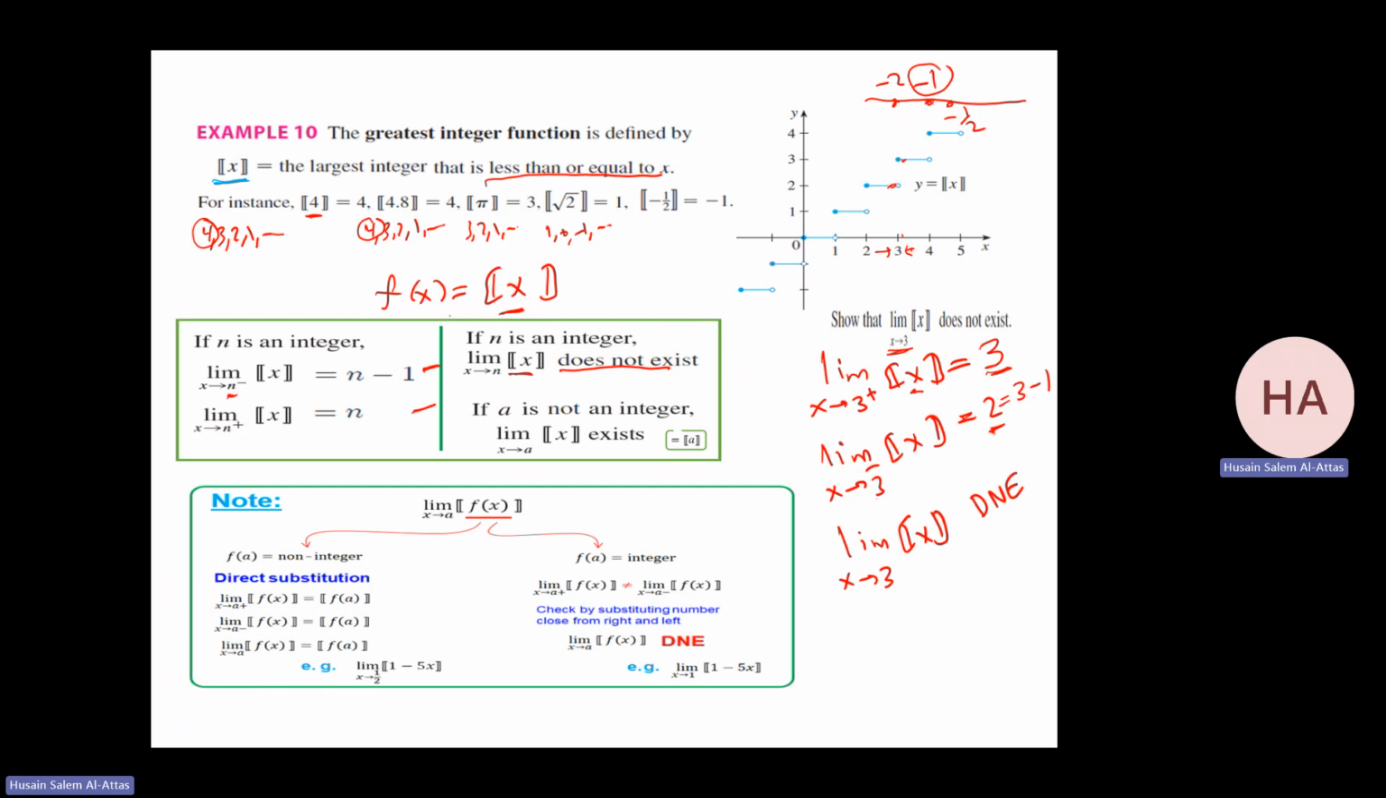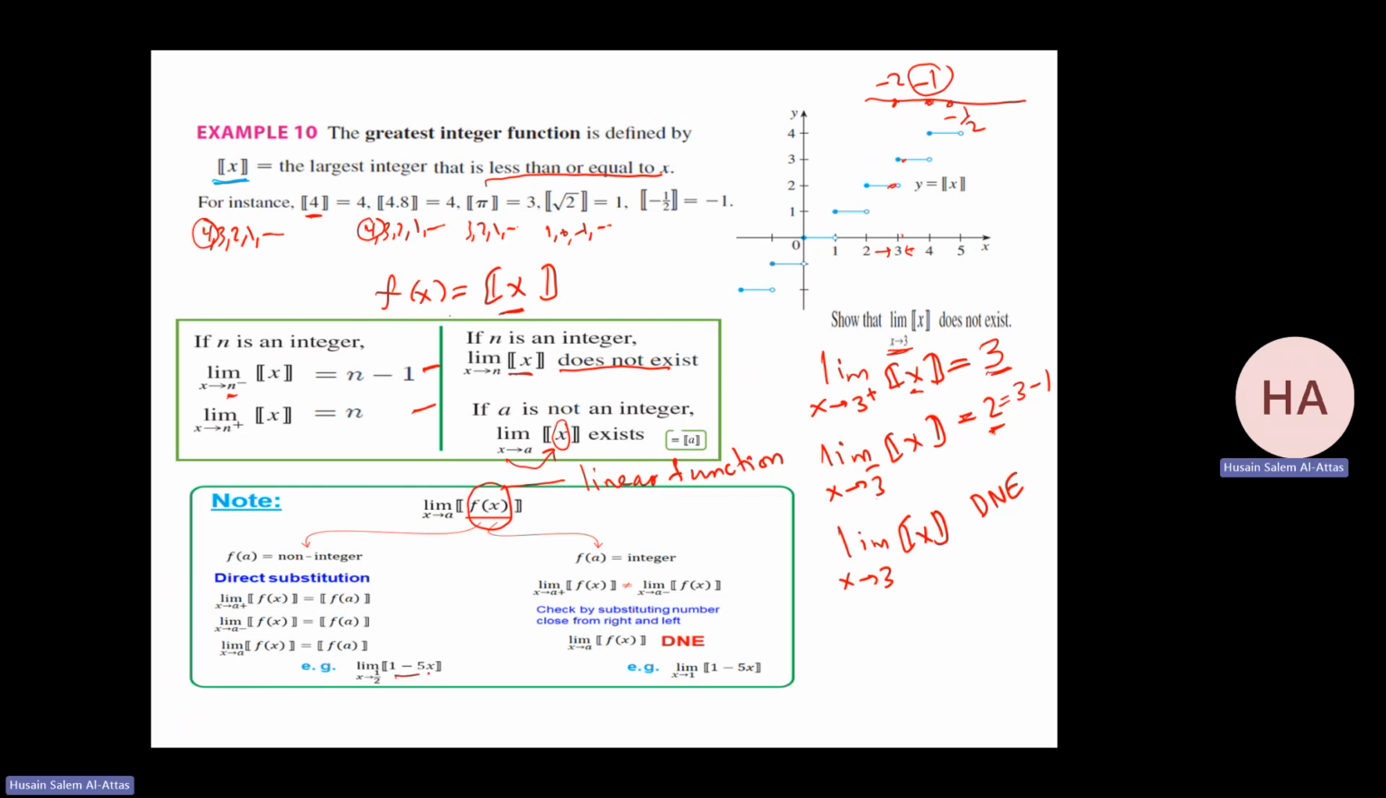However, if a is not an integer, when you plug it in, you get the answer. This is not an integer, so you just do the greatest integer function. No need to do left and right. Everything exists, and you just get the answer. And this can be extended for any linear function, where f of x is a linear function. So check inside. If it is an integer, do the calculation.